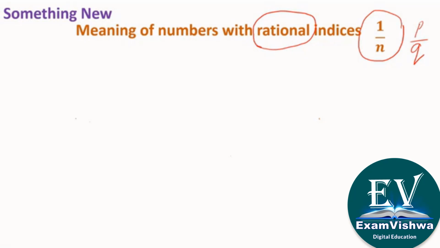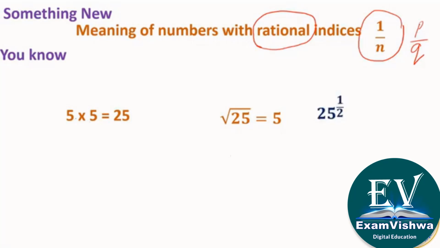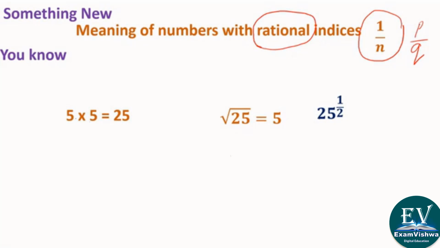But you have already used this unknowingly last year. When we say 5 into 5 is equal to 25, which was the beginning of our study of squares and square roots, we wrote square root of 25 is equal to 5. Correct? This is what you studied already. Now, we can present the square root of 25 in the form of 25 raised to 1 upon 2, 25 to the power of 1 upon 2. This representation, where the index is written in the form of p upon q, is what is mentioned here. Rational indices, 1 upon n format or p upon q format indices.